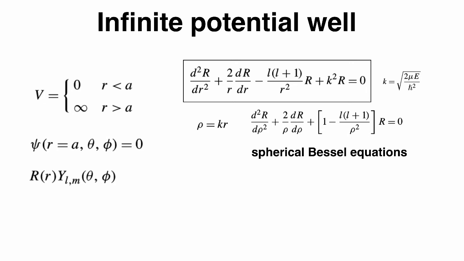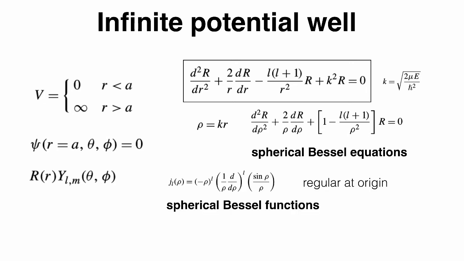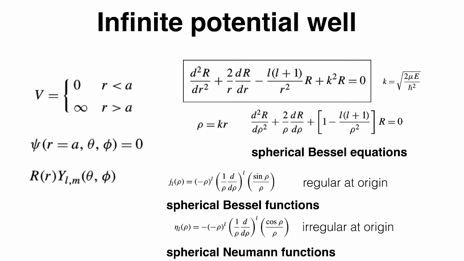Spherical Bessel equations can have solutions either as spherical Bessel functions, which are regular at the origin. This is the one we like. I should also note, we can also have the spherical Neumann functions, which turn out to be irregular at the origin, and we will not consider that solution because it is not physical.